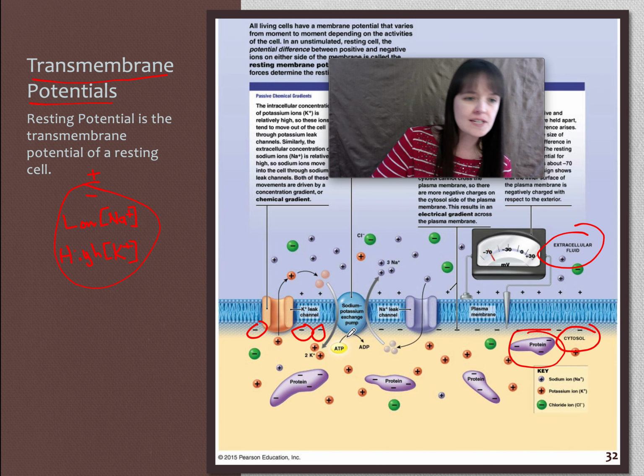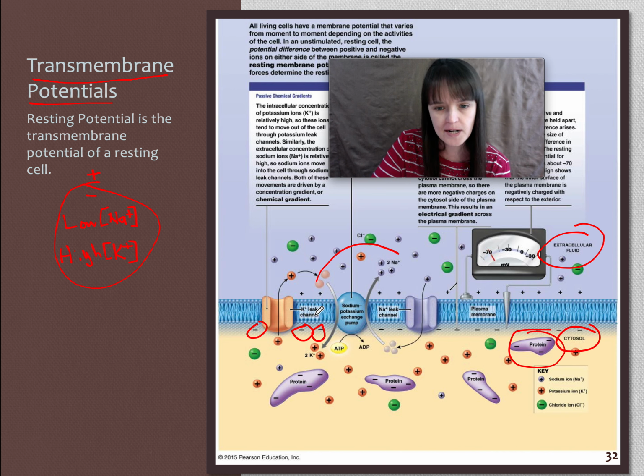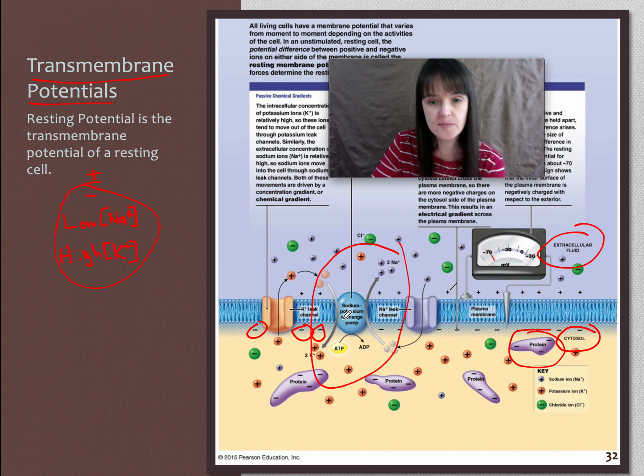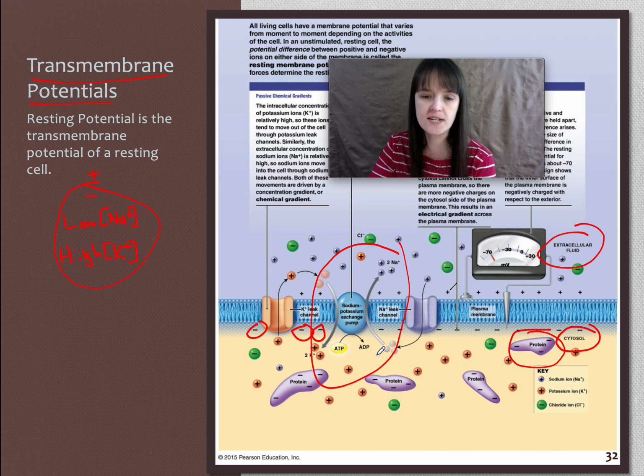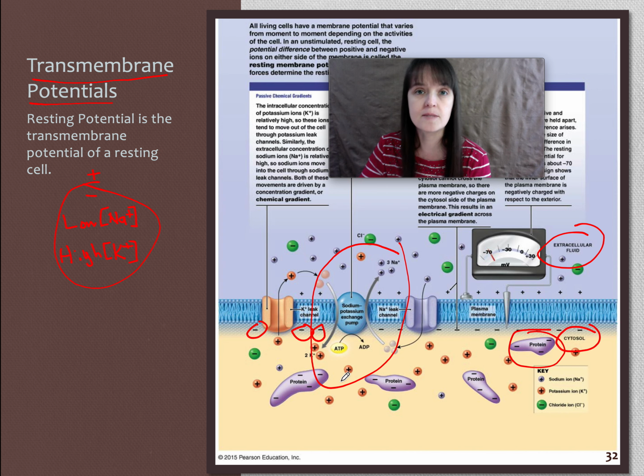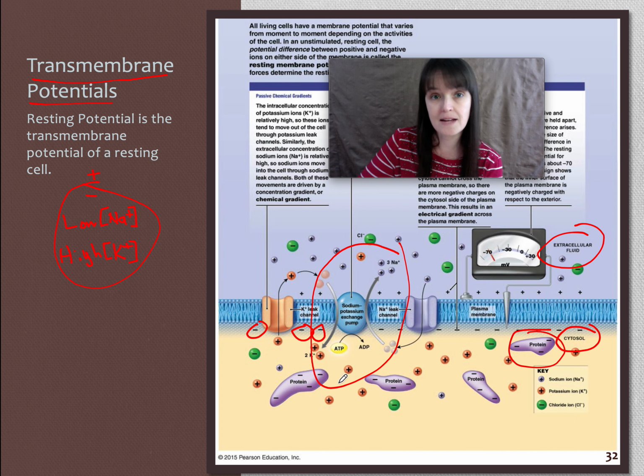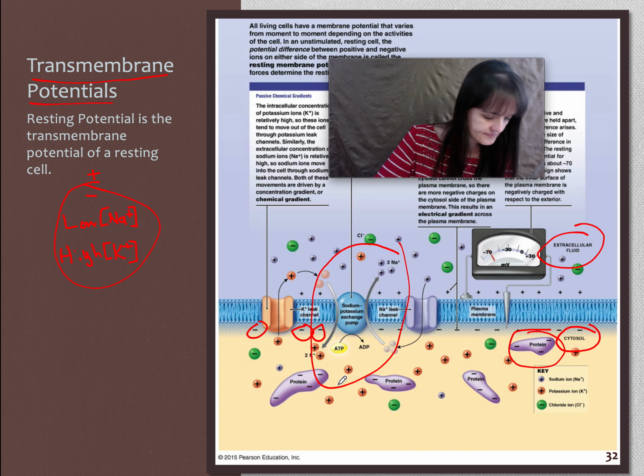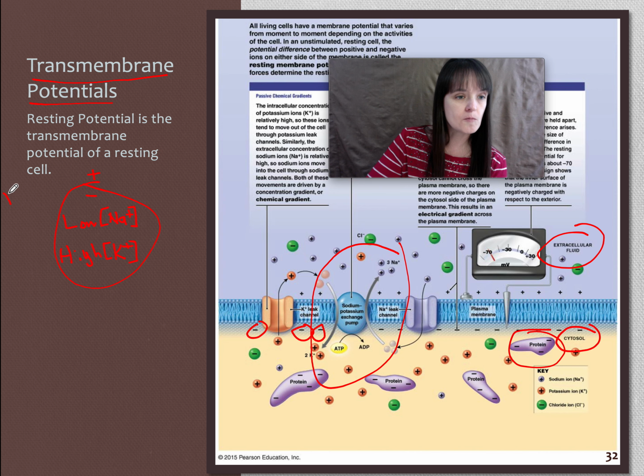All right, and so this is maintained by the sodium-potassium ATPase pump, which burns an ATP to pump 2 potassium in and 3 sodium out. And so that's how we maintain the resting membrane potential, the transmembrane potential of a resting cell. And that was number one.